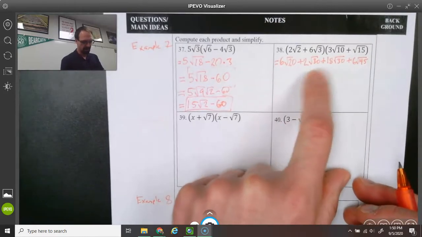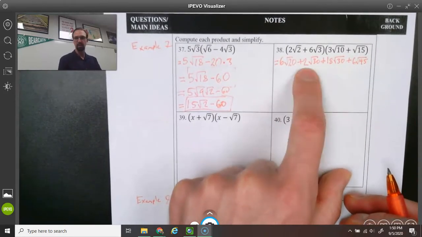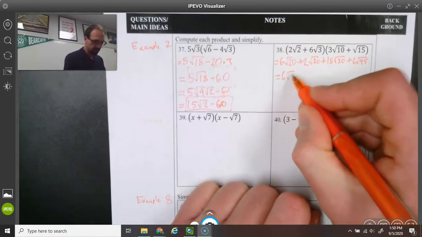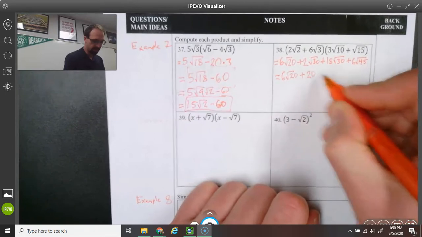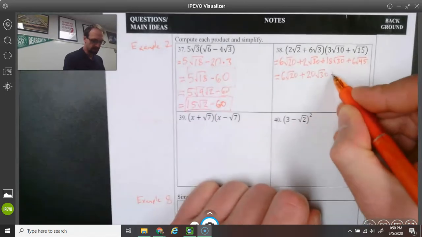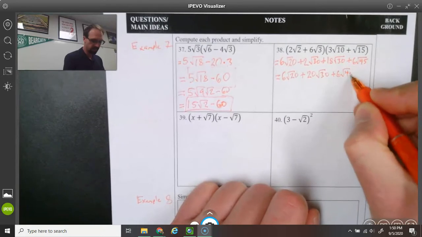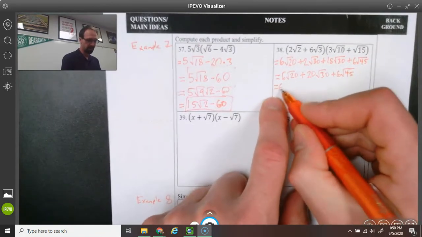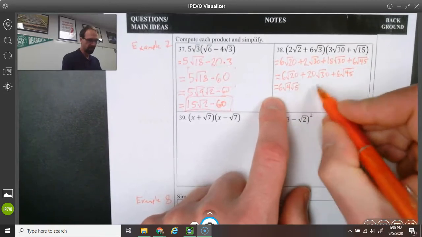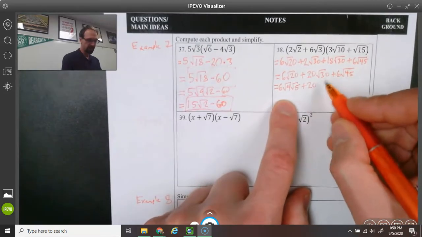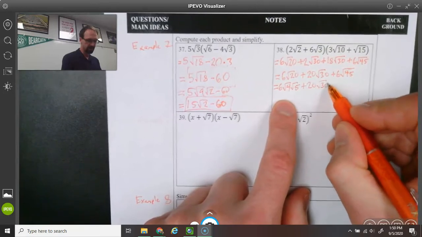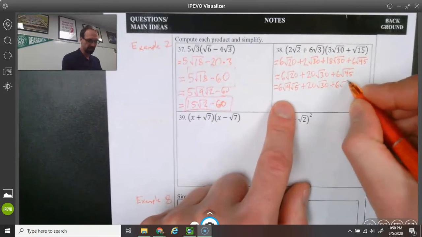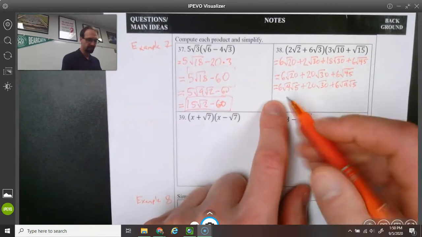I can combine these two here because they have the same number underneath the radicand. So I've got 6 square root of 20 plus 20 square root of 30 plus 6 times square root of 45. And then this can simplify. This is the square root of 4 times the square root of 5. This comes down as is, because 30 does not simplify into any perfect squares. And then we've done 45 previously, square root of 9 times the square root of 5.